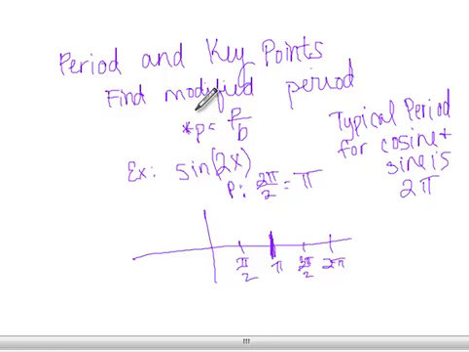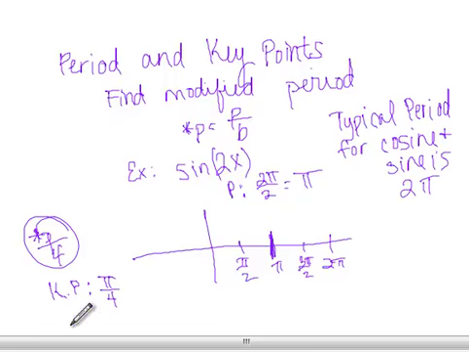The other thing is to find those key points. Your key point interval, is what I will be calling it, you will take whatever your period is that you calculated, in this case pi, and you're going to quarter it. So you take your modified period, whatever that was, and quarter it. That's how you find your key points. So let's do some of these.